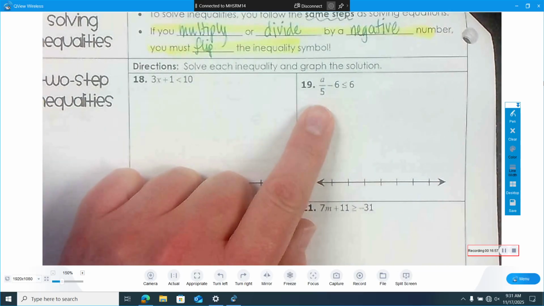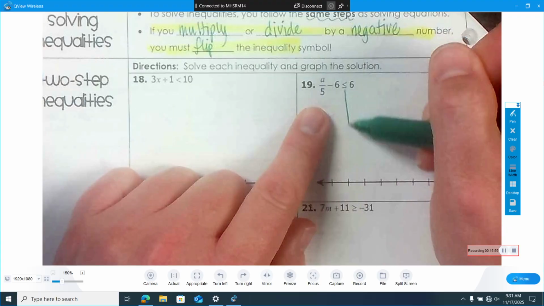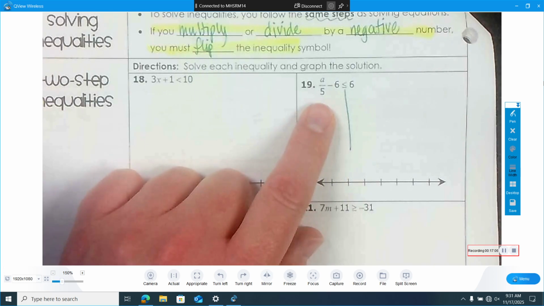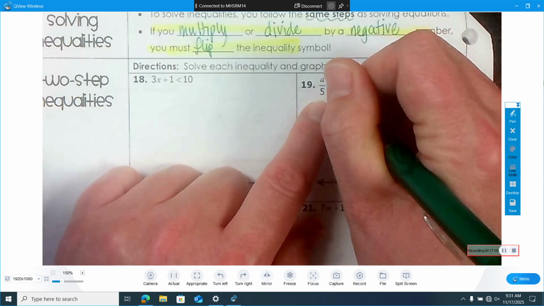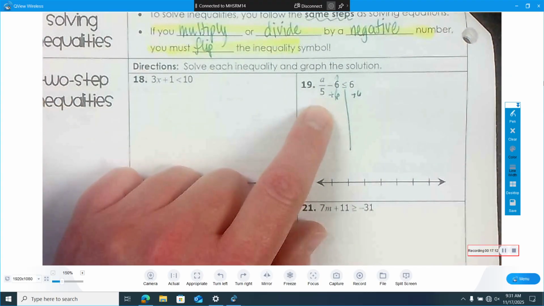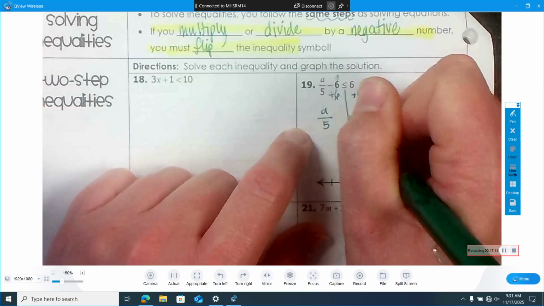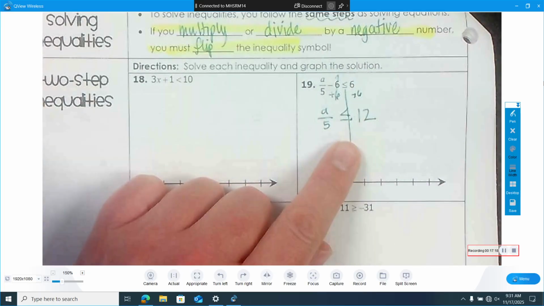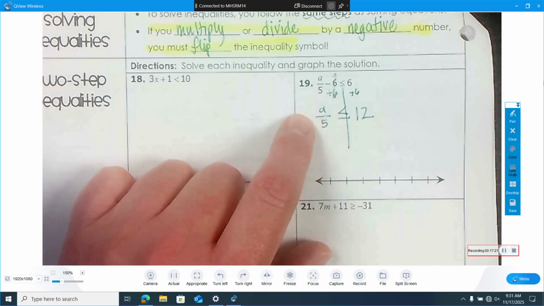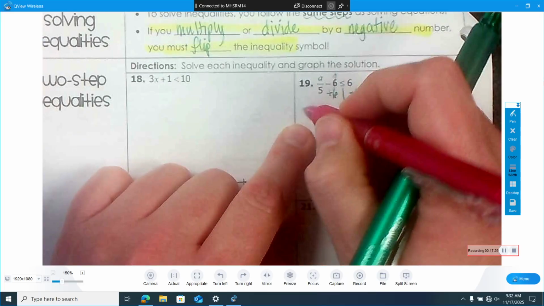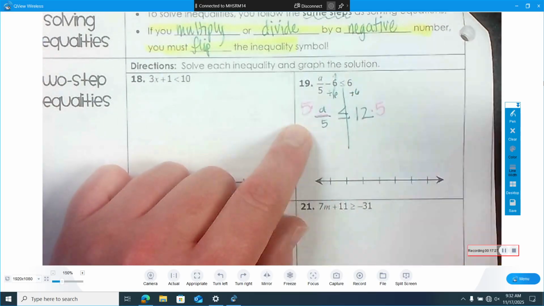Number 19, the inequality symbol acts just like our equal sign, so there's a wall through that inequality symbol. What would we want to get rid of first here? The 6, yep, so we're going to add 6 on both sides. And so I have a number divided by 5 is less than or equal to 12. Now, this is a number divided by 5. How do we undo divide by 5? Times by 5 on both sides.